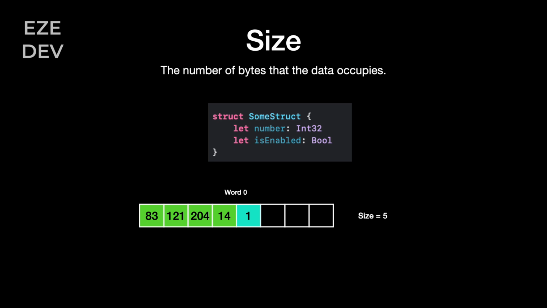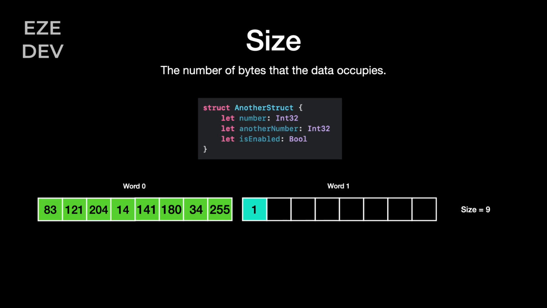As an example, let's consider a structure called SumStruct that contains two fields, Int32 and Bool. Int32 occupies 4 bytes, and the boolean field occupies 1 byte. Technically, the boolean field only occupies 1 bit, but the minimum memory size is 1 byte, so the boolean field actually occupies a full byte. Now let's look at the layout of the structure within one word. The first 4 bytes belong to the Int32 type, and the fifth byte belongs to the boolean property. Thus, the size of the structure is 5 bytes.